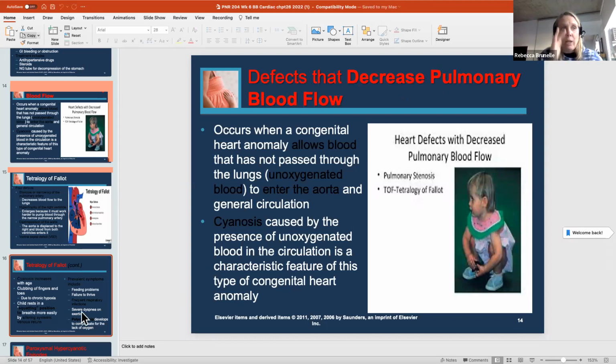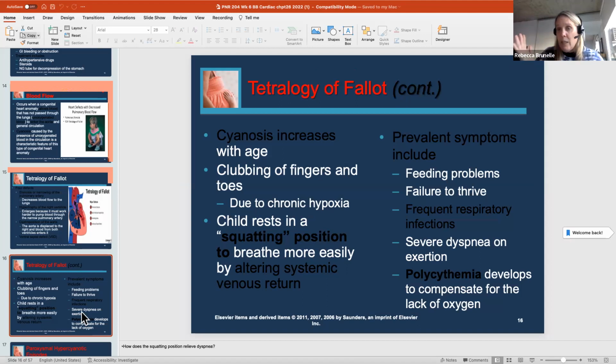So the squatting position increases the blood flow to the right side of the heart. So then you have more blood flow to go to your lungs. So that's a common thing also to ask on NCLEX, HESI, etc., is why do kids with tetralogy of Fallot squat? And they squat because that increases their venous return. So if they have more blood on the right side of their heart, then they have more blood to go to their lungs.